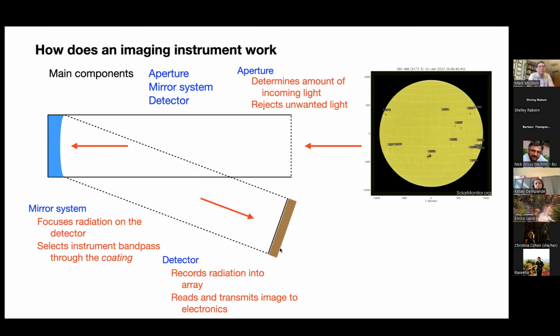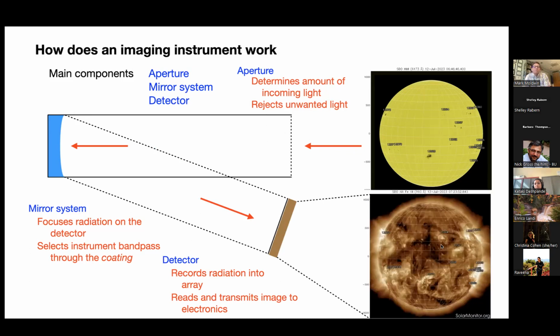and the detector has the role of recording the radiation into an array of pixels, and then transmitting this array of pixels to the electronics where it gets processed and then sent back to Earth. So these are the three main components that I would like to discuss in more detail today to understand what this type of images, like this one, really mean.